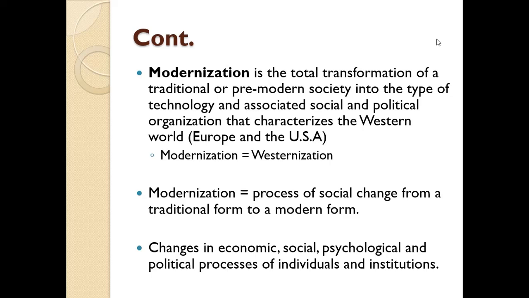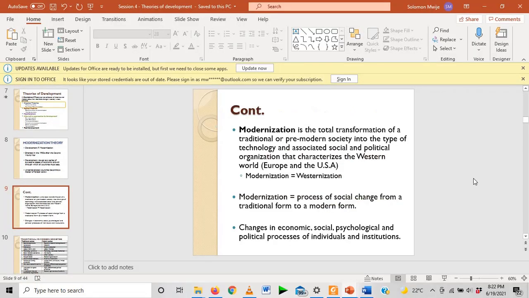Because if, for instance, African countries must develop, then they must follow the steps that the developed countries in Europe and the US had already followed, including a shift from traditional methods of farming towards mechanical methods of farming, and then towards using computer technologies to do some work. So it's a process of social change from traditional to modern forms of society, and this change is viewed from all dimensions of development, including social, economic, and psychological, plus political processes at individual but also at institutional levels.